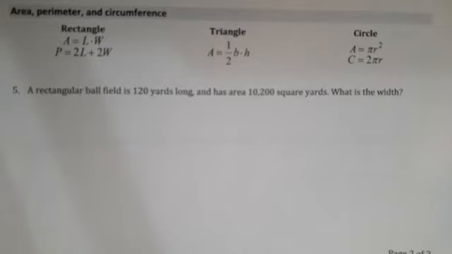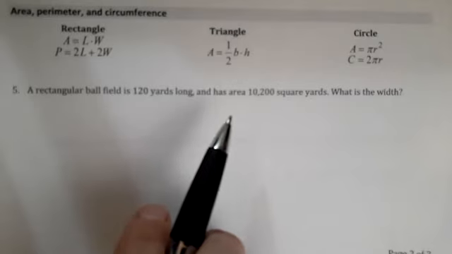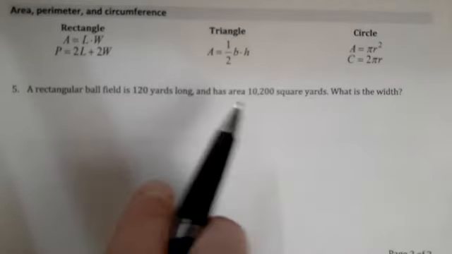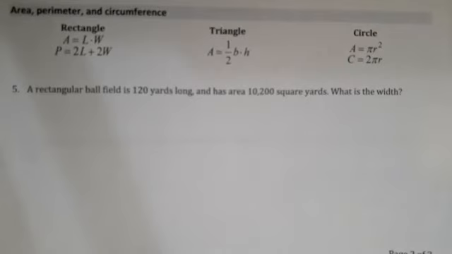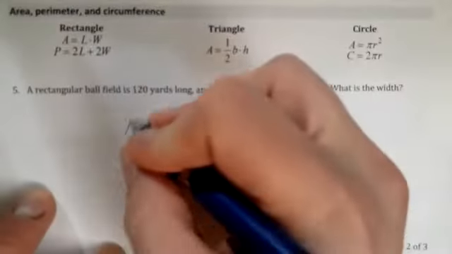Let's read number 5. A rectangular ball field is 120 yards long and has an area of 10,200 square yards. What is its width? So what are they asking? What are they giving you? They give you a length and they give you an area. And we're talking about a rectangular field. And so we want something with the area of a rectangle. So area is length times width.